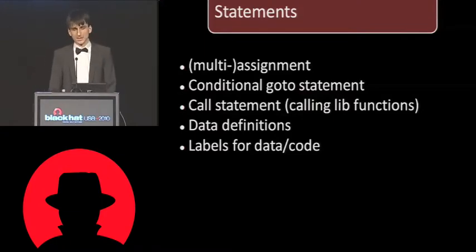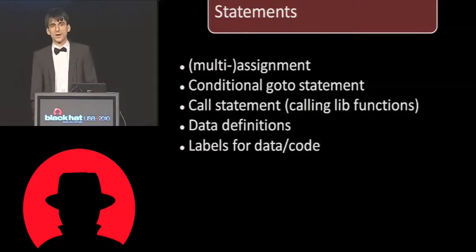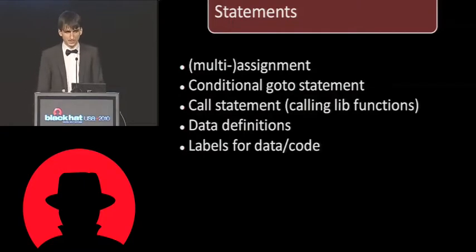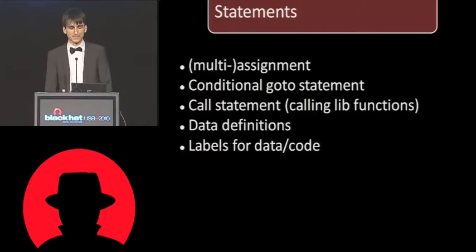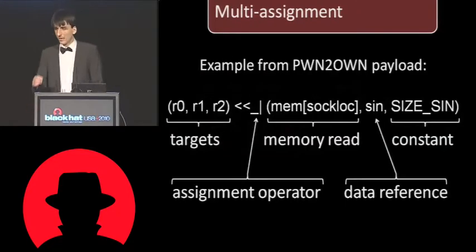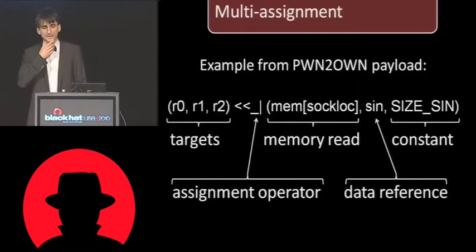The other two things are data definitions, obviously. You may want to have some of those in your code as well. And obviously you need to have labels for these data definitions and for the code if you want to make use of the conditional goto statement. So how does one of these multi-assignments look like?